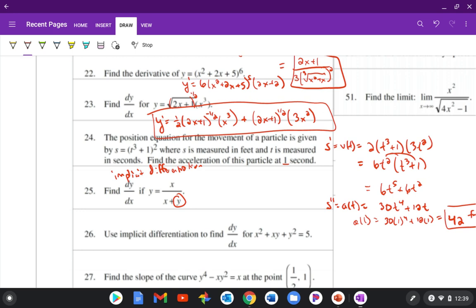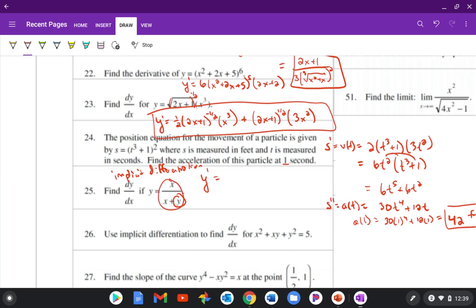So the derivative of, remember when you do implicit differentiation, you take the derivative of everything. Anytime you take the derivative of a y, you just gotta throw a y prime on there as well. So the derivative of y is y prime. Now this, we still do need to use a quotient rule.